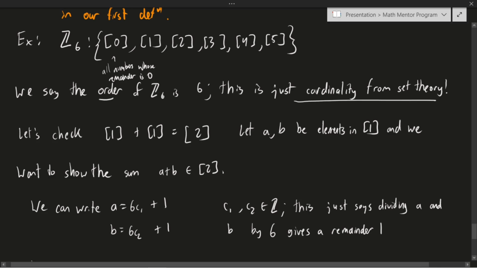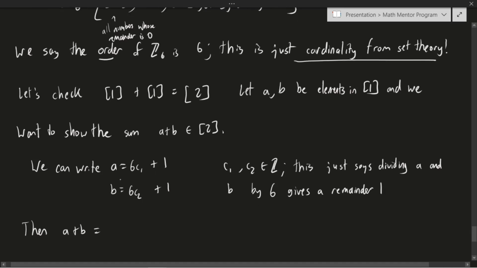So one thing that we would like is that 1 plus 1, when we add the classes, is equal to 2. Remember, now we're working with classes, we're not working with the actual integers that these guys represent. So if a and b are elements in 1, we have to show that whatever we get back has to be an element in the class of 2. So if a and b are elements in the class of 1, we should be able to write them in this way, where we get 6 times some number, but plus 1, and then b can be written the same way, but with a different number c2. So c1 and c2 are just integers, and this just says that dividing a and b by 6 will give you a remainder of 1.